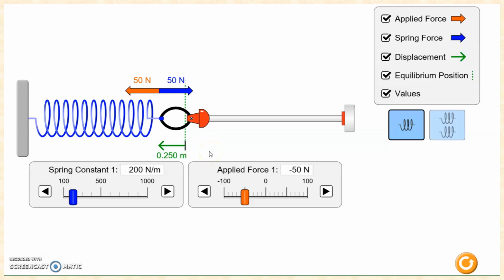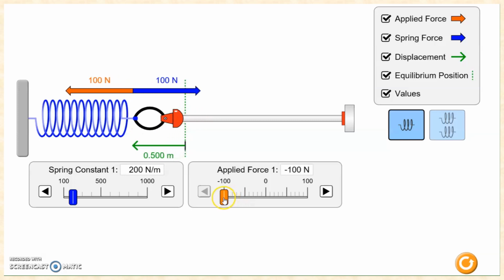A second thing we'll notice that characterizes restoring forces is this. What if we increase the value of the applied force? So right now we have a compression force of 50 newtons, which displaces the spring 25 centimeters to the left. What if we double this applied force to negative 100 newtons?